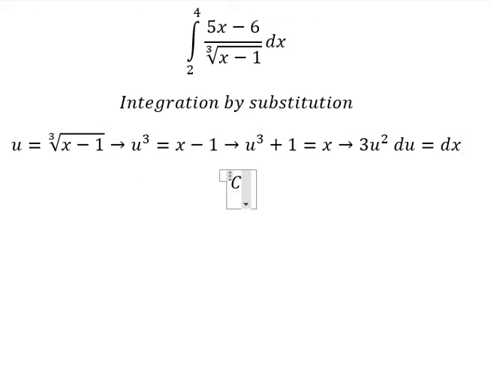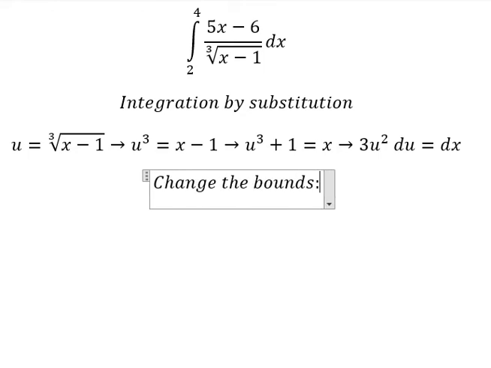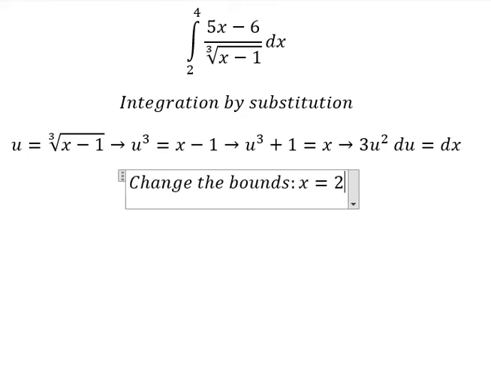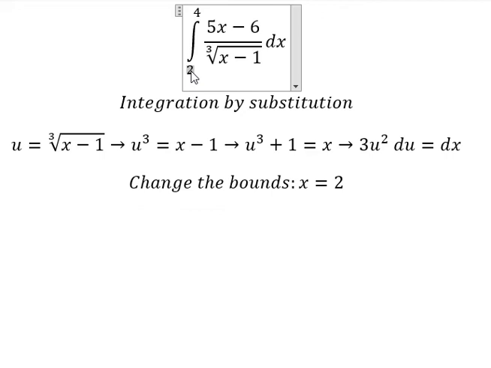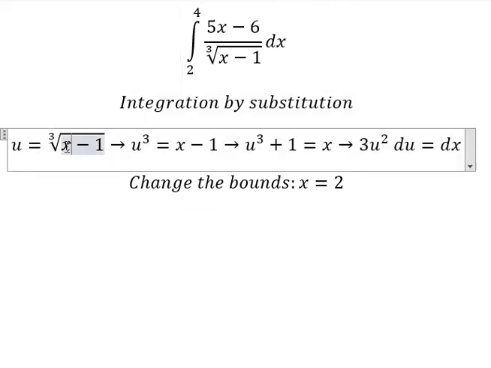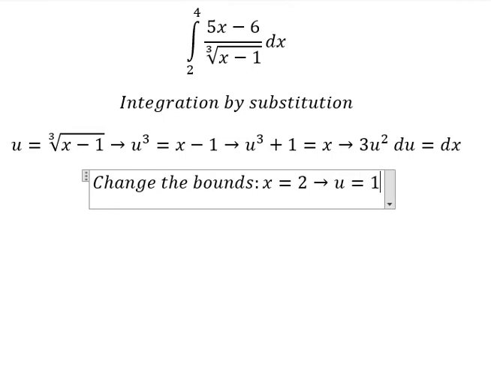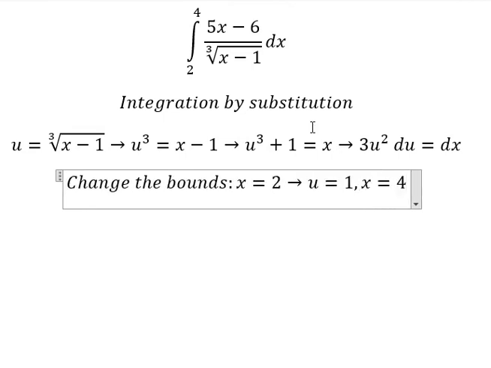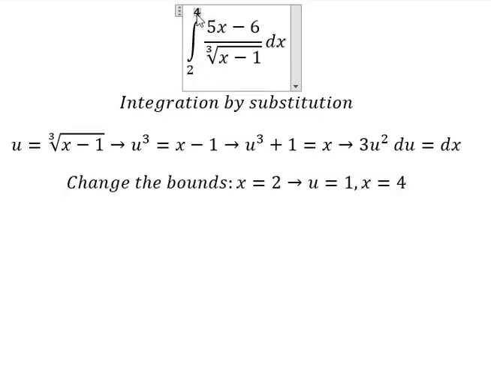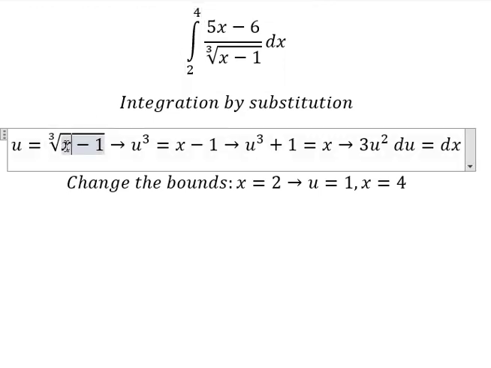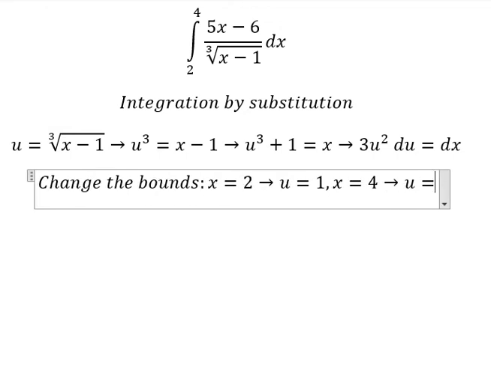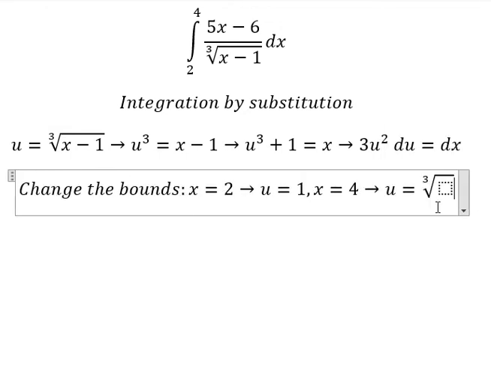Next, we need to change the bounds. When s equals 2, I will put 2 in here to find the value of u. So u equals the cube root of 2 minus 1, and we have 1. When s equals 4, I will put 4 into s, and 4 minus 1, we have 3. So u equals the cube root of 3.